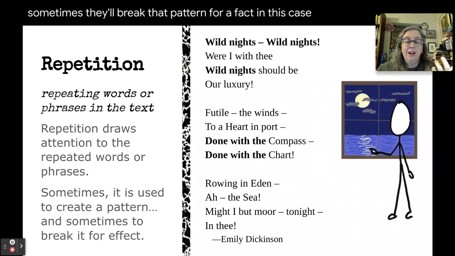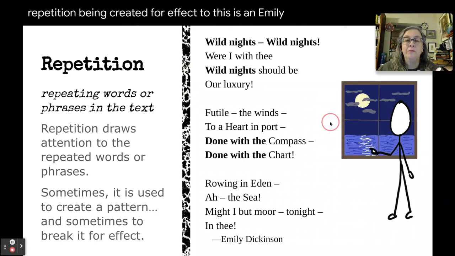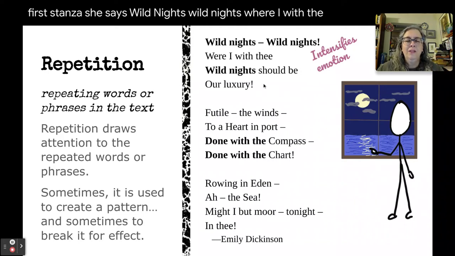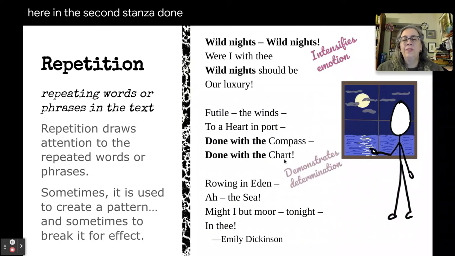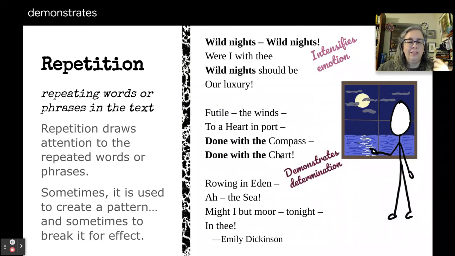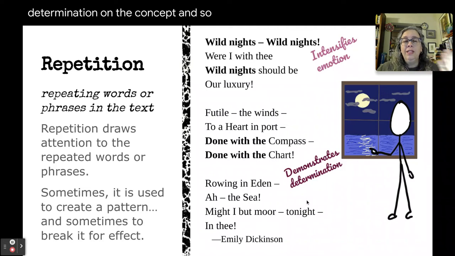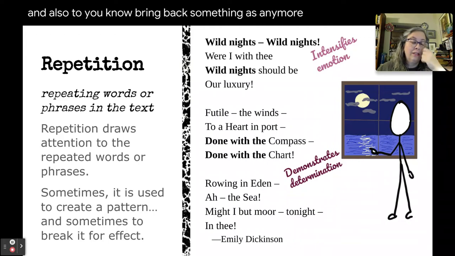In this case, we have the pattern of repetition being created for effect. This is an Emily Dickinson poem. In the first stanza, she says, "Wild nights, were I with thee. Wild nights should be our luxury." And this is repetition to intensify emotion. Whereas down here in the second stanza, "Done with the compass, done with the chart," demonstrates her determination. So this repetition is there to demonstrate her determination on the concept. And so this repetition can be used in these ways, and also to bring back something as a mnemonic so that you'll remember it better.